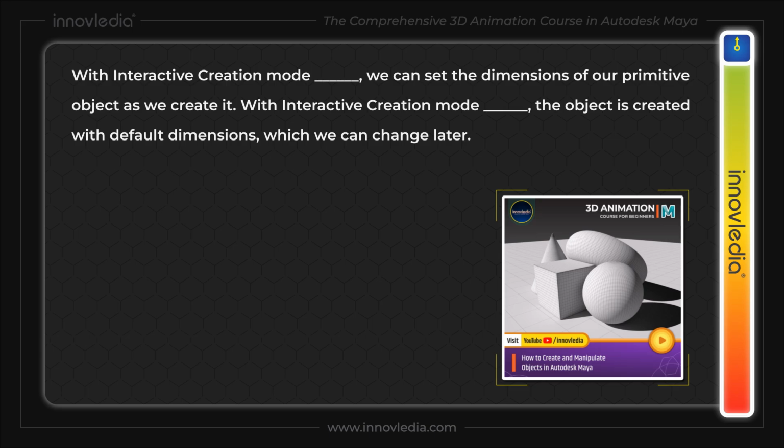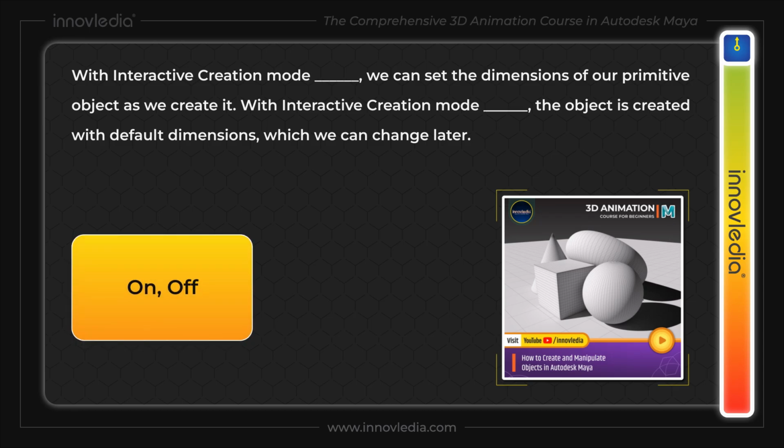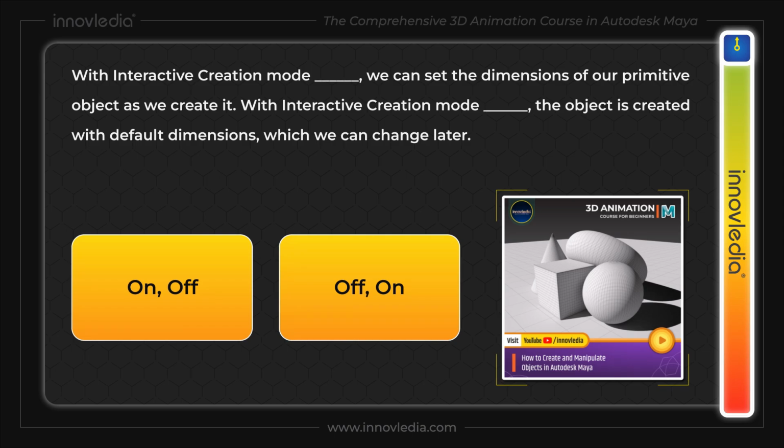With interactive creation mode dash, we can set the dimensions of our primitive object as we create it. With interactive creation mode dash, the object is created with default dimensions, which we can change later. The options are on, off, off, on. Your time starts now. And the correct answer is on, off.